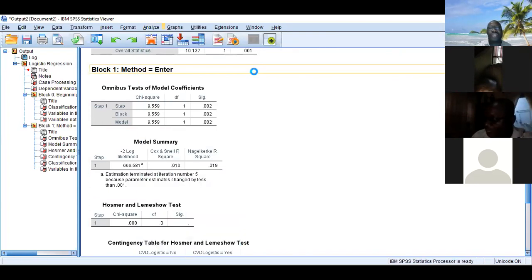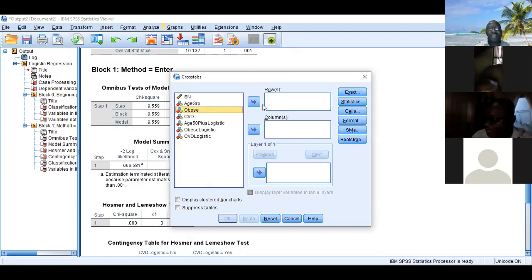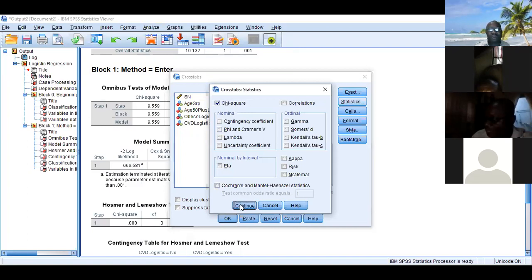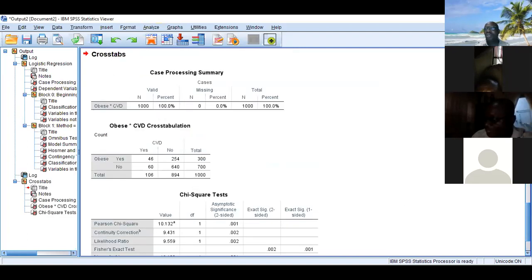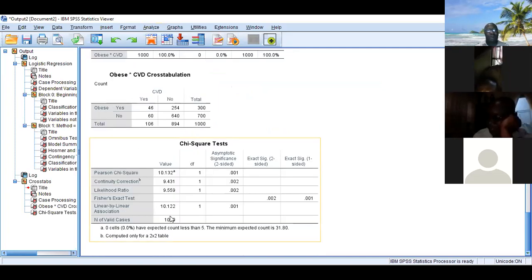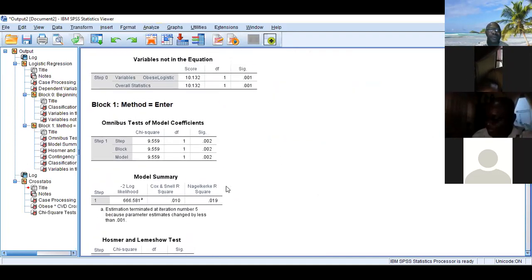Crosstab: obesity is the row, CVD is the column. You come here and just select chi-square. That's all we need here, nothing else. Look at the result. Can you see the likelihood ratio chi-square? 9.559, degree of freedom 1, p-value 0.002. It's the same value you see up here. It's the same chi-square, just testing the same thing.